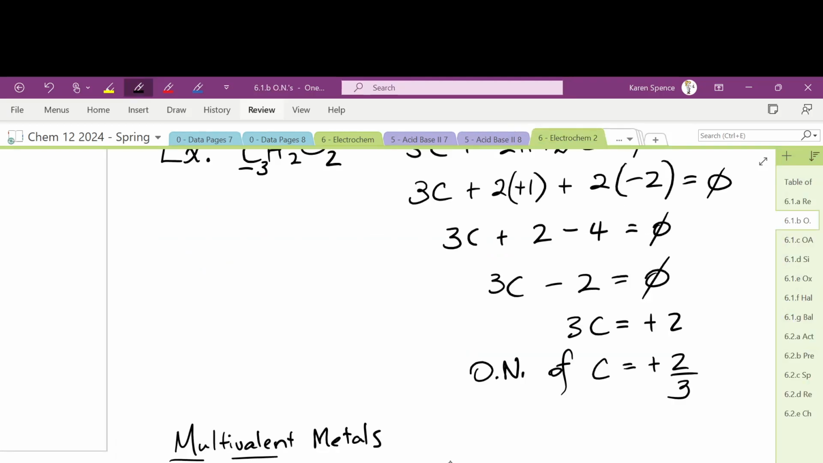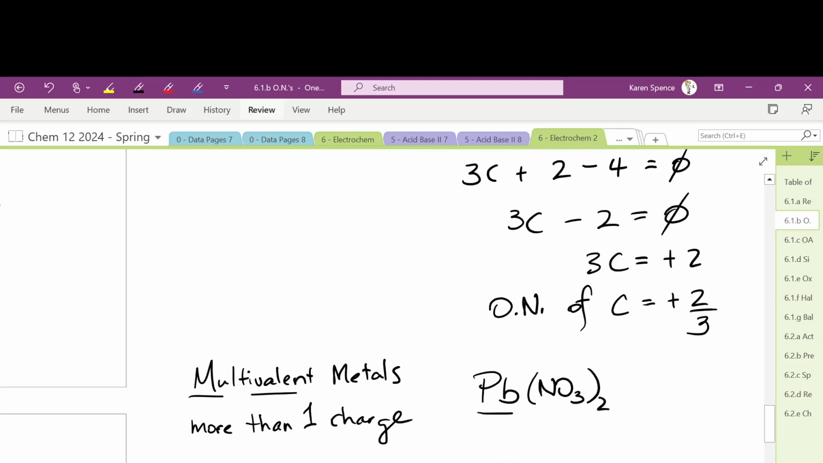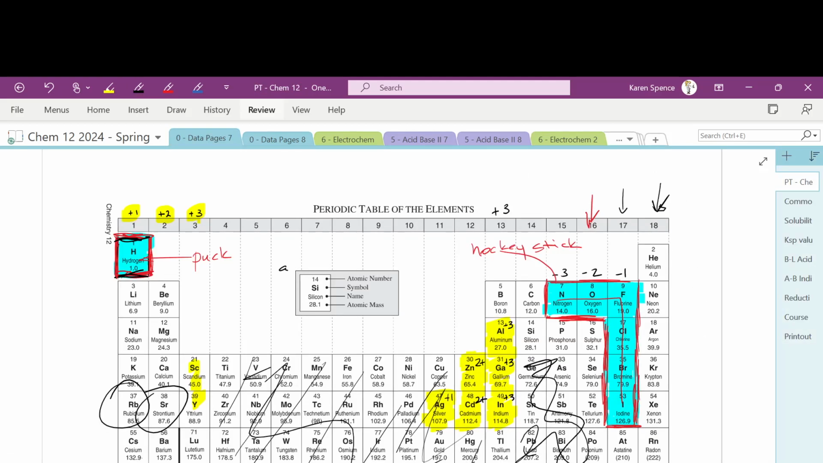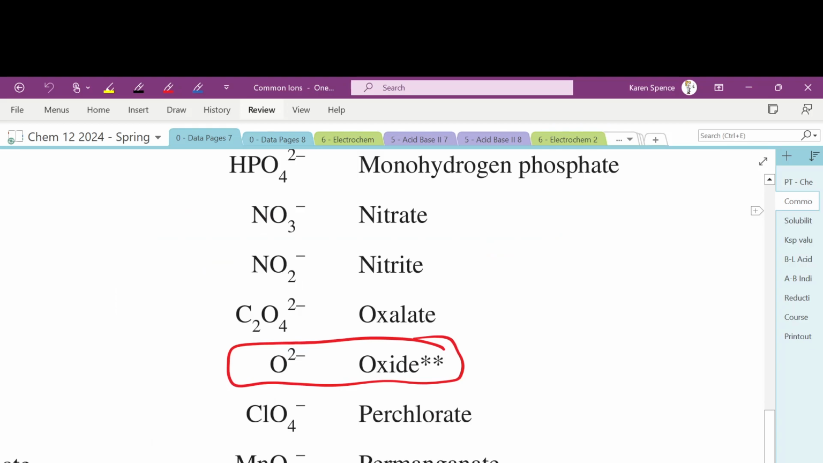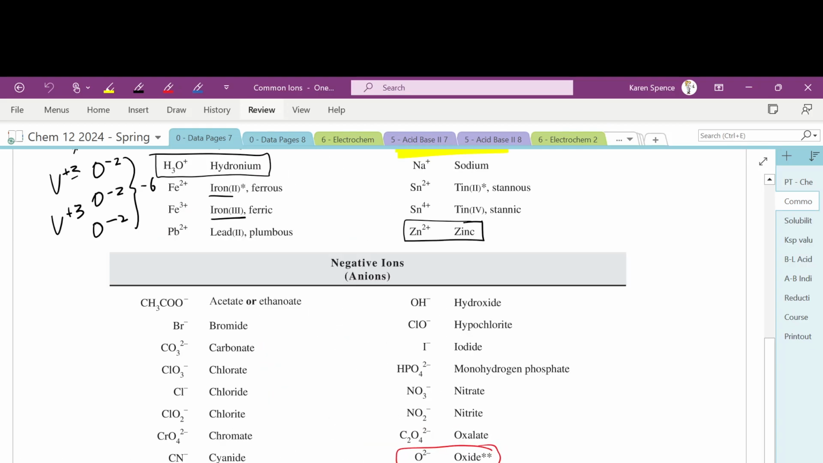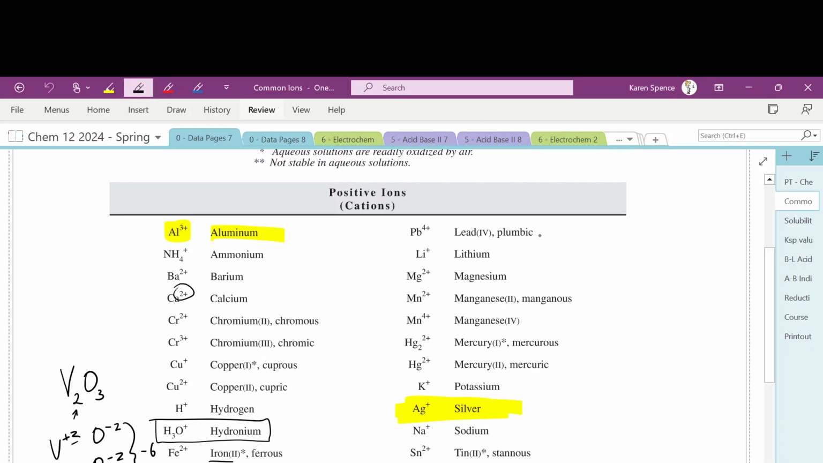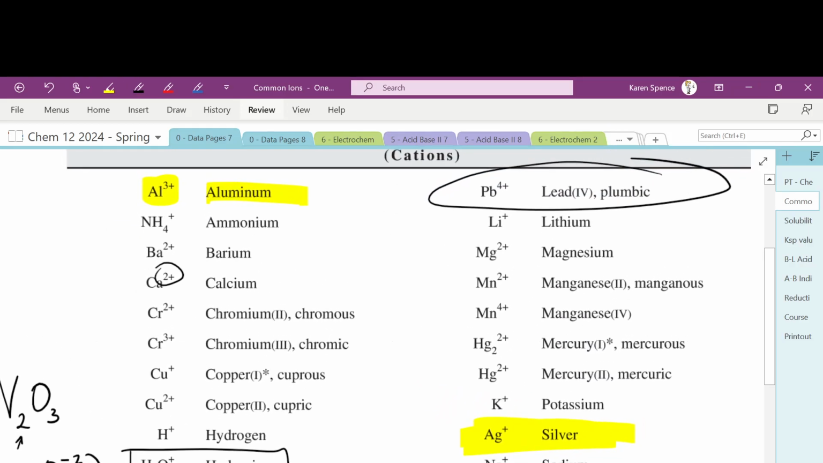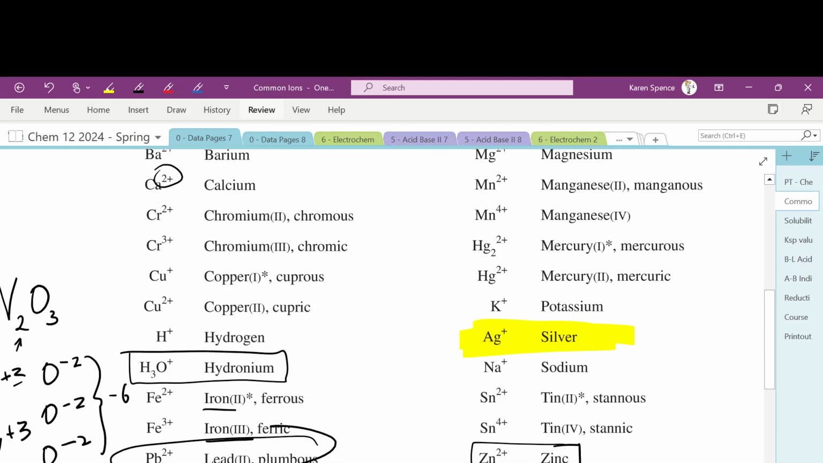So if we have something like this, Pb(NO3)2. Now, if we actually look on our data pages for lead, you can see that we have lead 4+ and we have lead 2+. Yes, those are the 2 most common charges of lead.